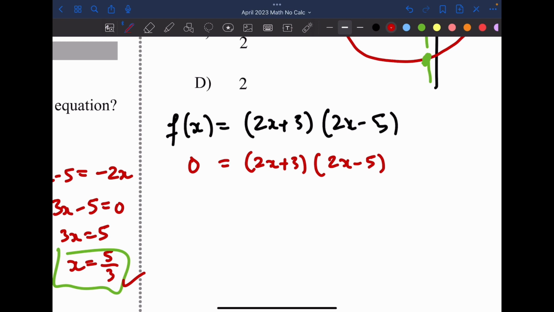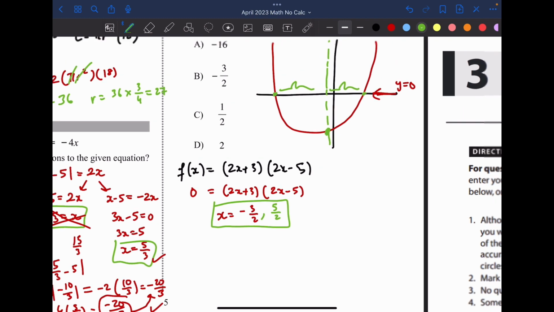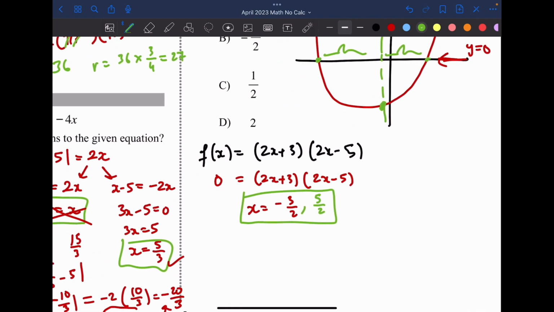So what are the possible values of x? You can either have x to be equal to negative 3 over 2. Basically, bring the 2 down and change the sign. So it was positive, it becomes negative. And then for this one, bring the 2 down again and change the sign from negative to positive. So this would be comma, 5 over 2, and positive. So those are the two possible values for x. Those are the x-intercepts.